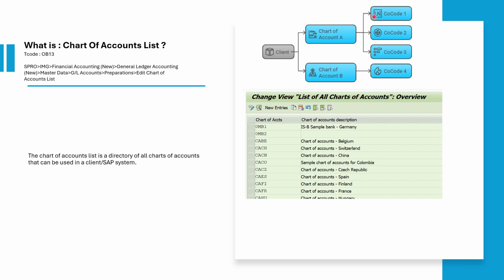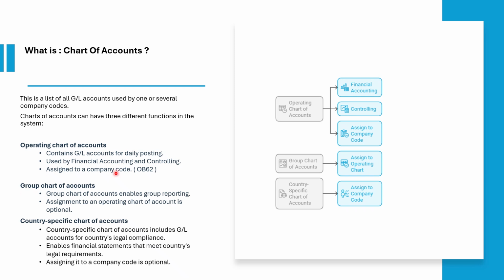Okay, as example highlighted here. Now if you go to creation of chart of accounts, first we need to understand that chart of account is nothing but list of all GL accounts which can be used by one or several company codes. And in SAP actually, a chart of account can have three different functions in the system.